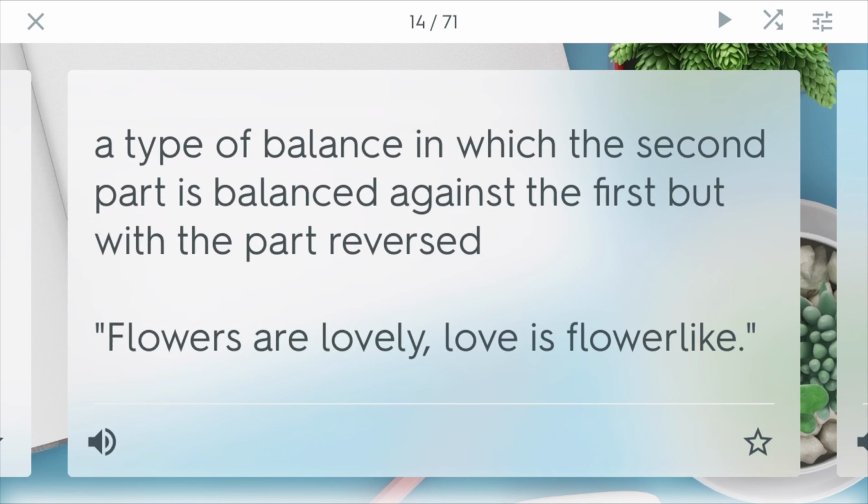Chiasmus is a type of balance in which the second part is balanced against the first, but with the parts reversed. Imagine a mirror in the middle of the sentence that's reflecting this sentence. Flowers are lovely, love is flower-like. The two words of love are reflected.